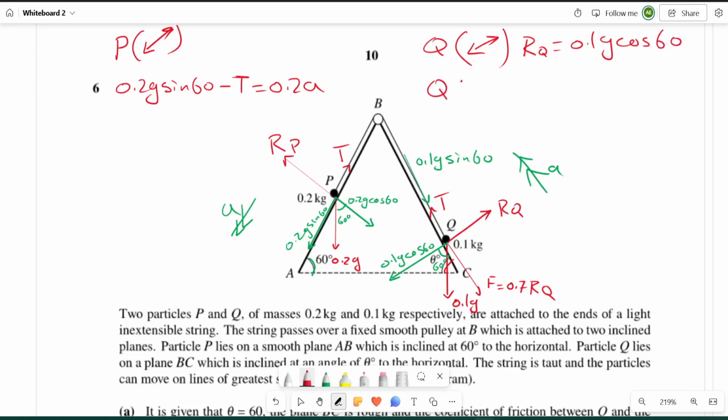The second thing, I'm going to resolve Q in this direction now, up the slope. Okay, taking up as positive because my acceleration is up. So I'm going to have the upward force here, which is going to be the tension.